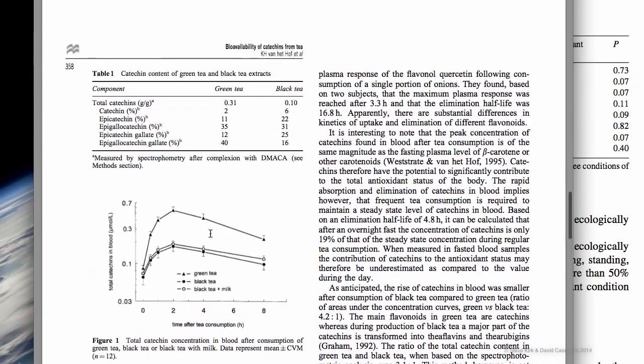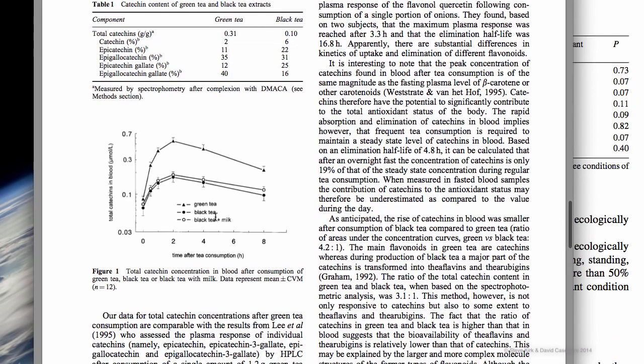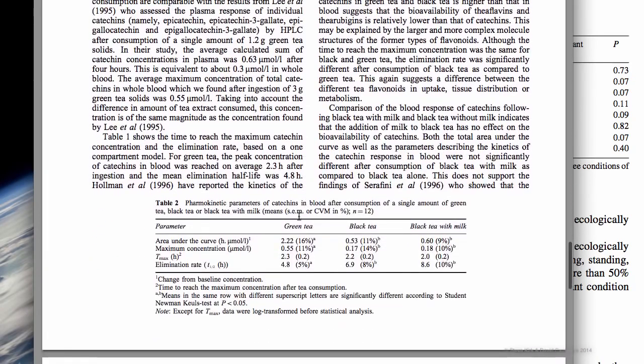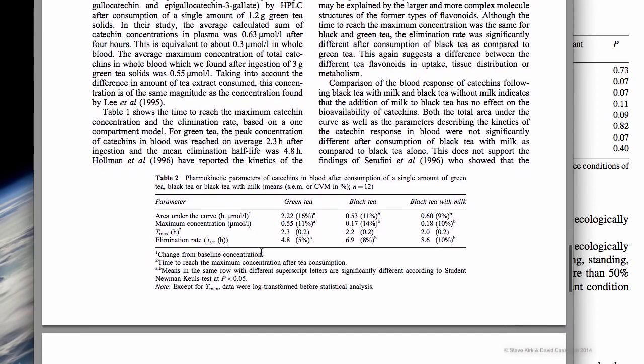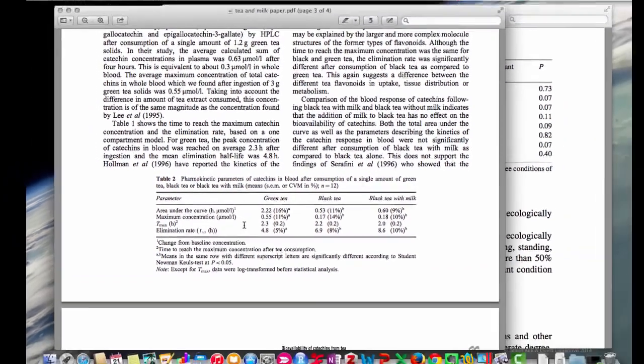Here's table 1, here's the figure. Okay, where you can see that green tea is different than black tea and black tea with milk. Okay, and here's a table that summarizes the main differences in the main results of the data.